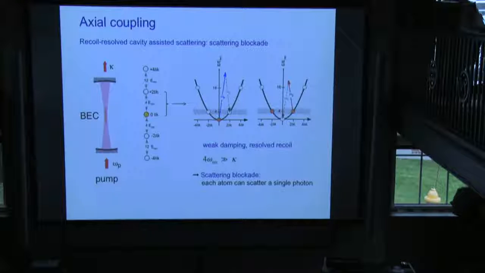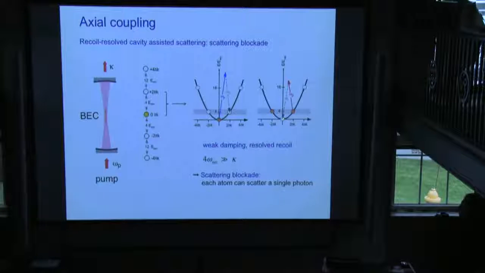And if you do that, then after the atoms appear in the plus minus 2ħk states, nothing more can happen because the cavity bandwidth, which is indicated by this gray bar, is so small that processes that take more than 4 recoil energies, which is the energy distance from here to here, like this process that takes 12 recoil energies to go from here to here, cannot happen. So there's a sort of scattering blockade. Every atom can scatter a single photon, and then the cavity takes it out of resonance for further scattering.